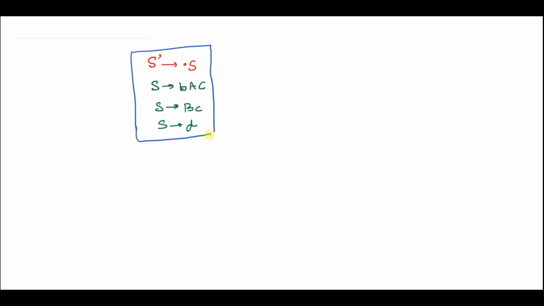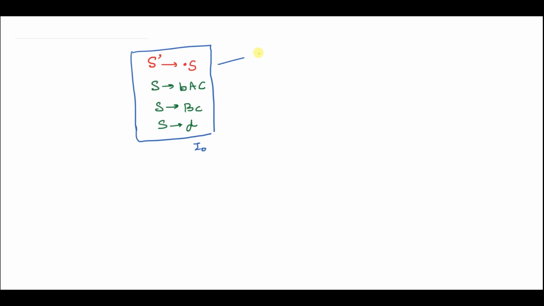Now let's make the automata considering the first production, S dash gives dot S. Now the dot comes before a non-terminal, so I need to write down all the productions of S, which are S gives BAC, S gives BC, and S gives D. Now we will call this set of items I0. And now we will see the transitions from this I0 item.